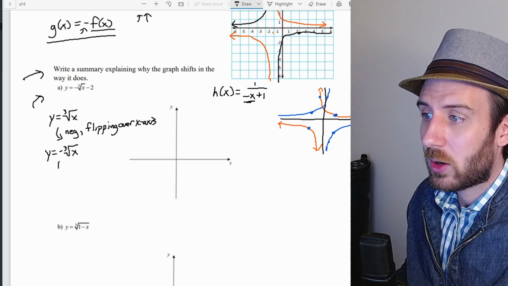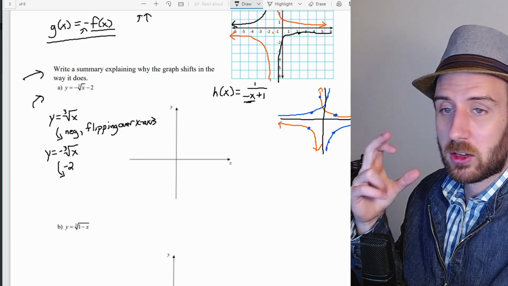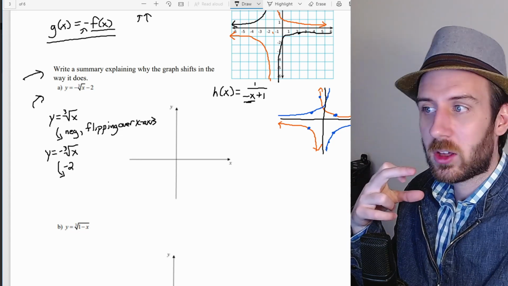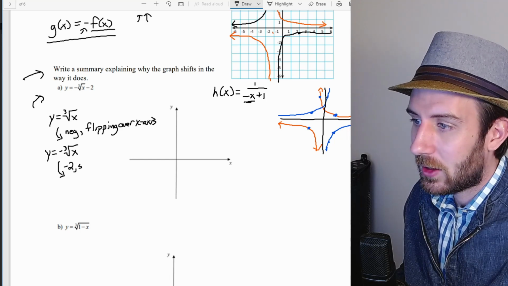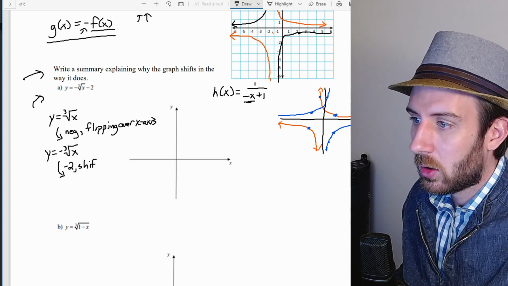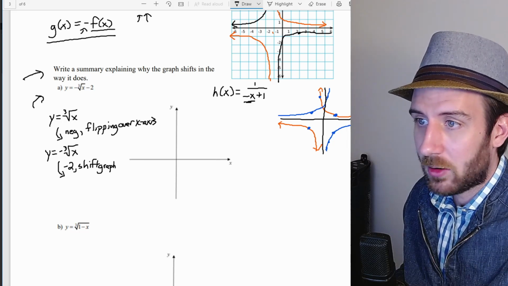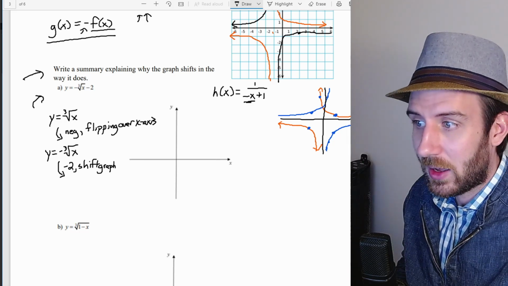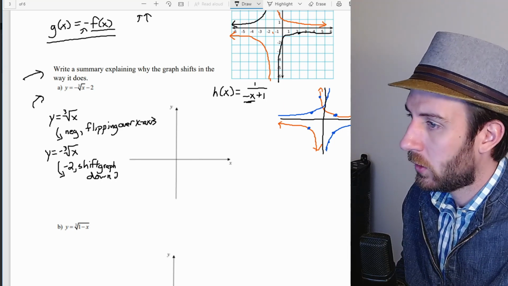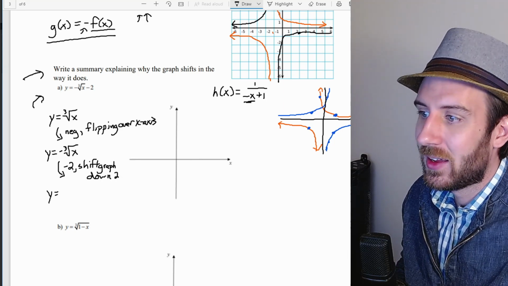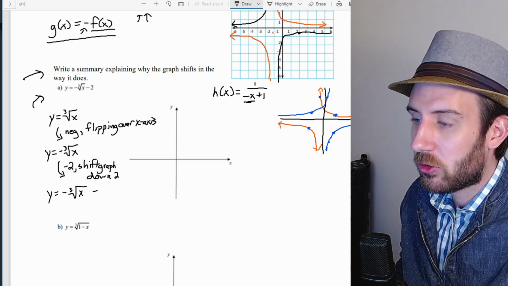If we remember that subtracting 2 is where I am shifting my picture down, or you can think of it as shifting your coordinate system up. Either way. So I'm going to think of it in this case as shifting my graph, and the graph is literally your picture, and not the grid, it's the picture. Shifting the graph down 2. Okay, so that gets us y equals negative cube root of x, and then a minus 2 on the outside.